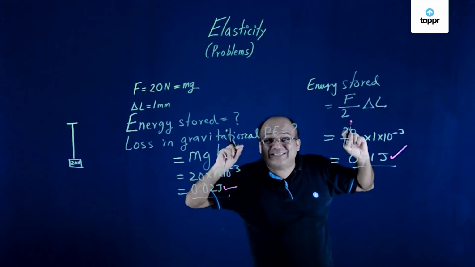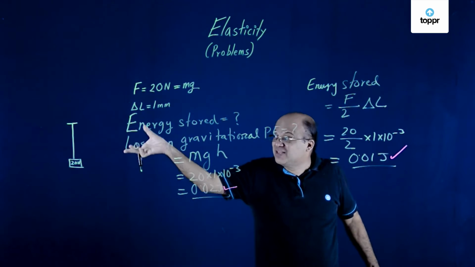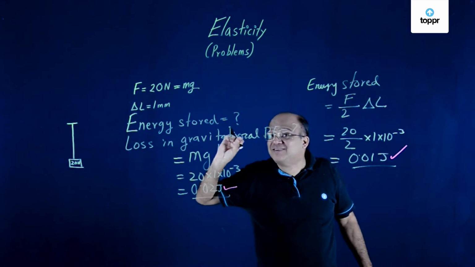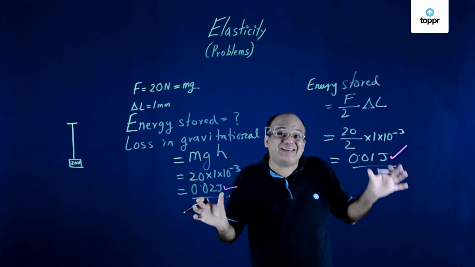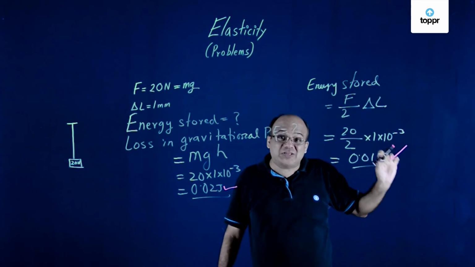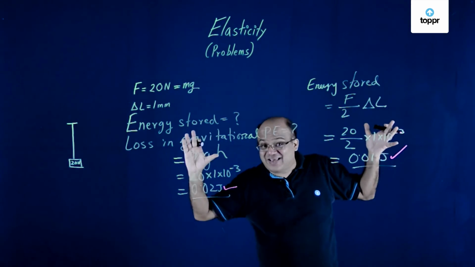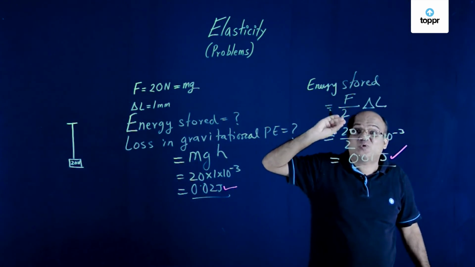Yes, that energy will get dissipated as heat. So when this extends, the wire also will get heated to some extent, and that energy will be lost. That's why the answers are different. Energy stored is 0.01 joules, and the loss in gravitational potential energy is 0.02 joules.